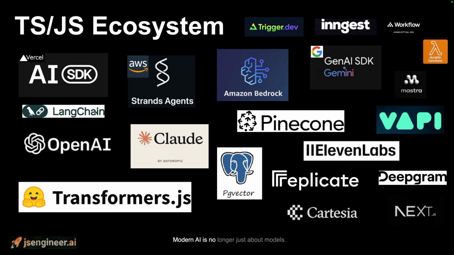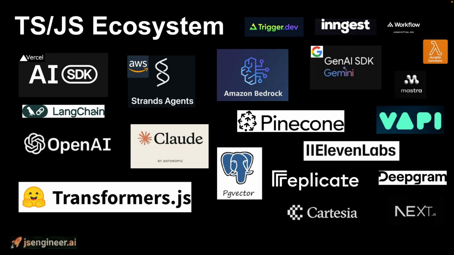Modern AI is no longer just about models, it is about systems. And when you look at the size of the JavaScript ecosystem, it's impossible to ignore. It's not just OpenAI anymore. We have first class SDKs for Anthropic, Google Gemini, and Amazon Bedrock. For agents and automation, we have an incredible stack from LangChain.js or AI SDK to background job platforms like Trigger.dev and durable execution with AWS Lambda.